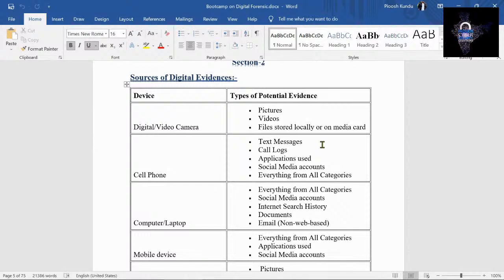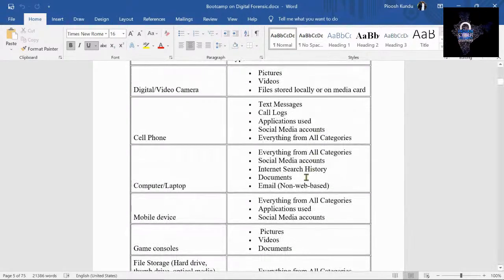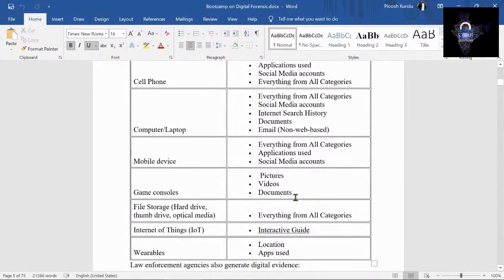Now, computers and laptops: everything from all categories, social media accounts, internet search histories, documents, email, web and non-web based. Mobile devices: everything from all categories, application use, social media accounts. Game consoles: we can get pictures, videos, documents, etc. File storage, hard drives, thumb drives, and optical media: everything from all categories. Internet of Things, that is IoT, and wearable items: we get locations and the apps used.